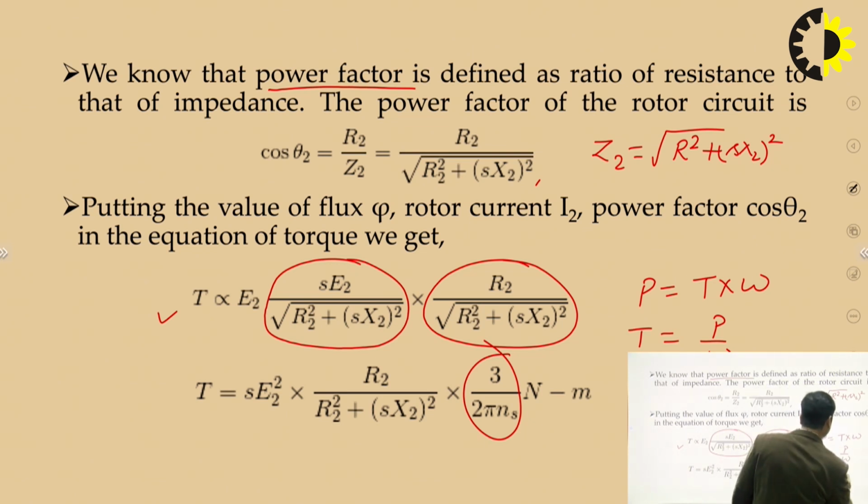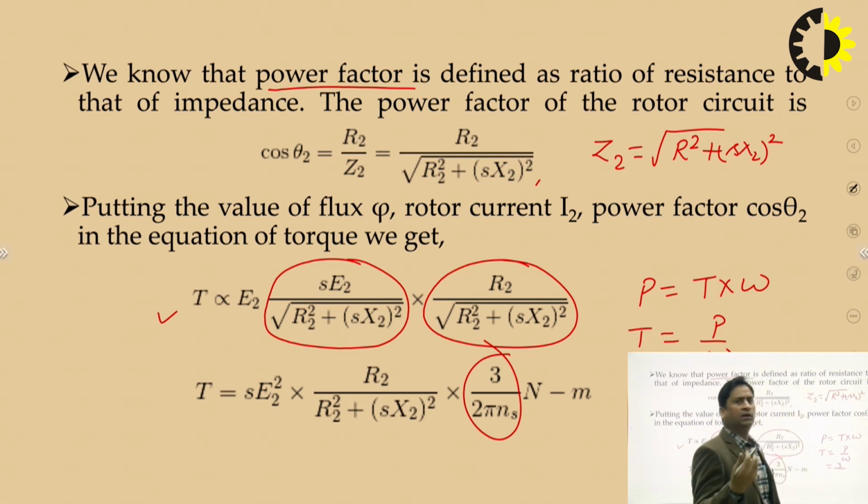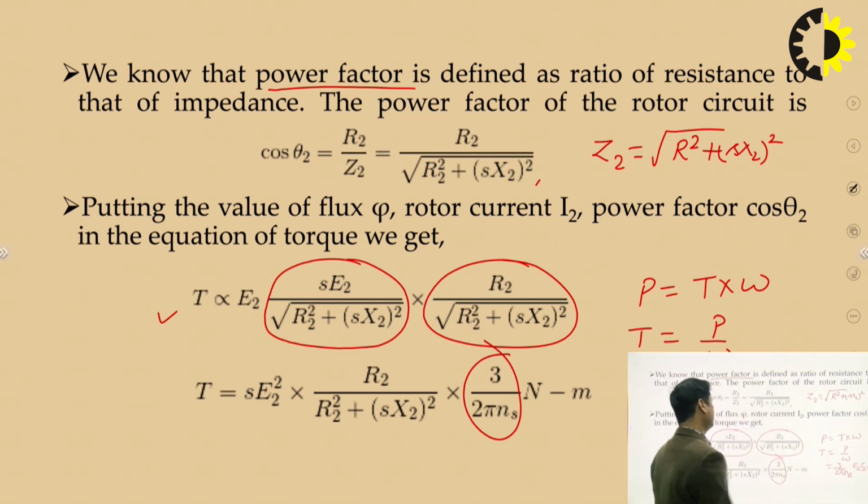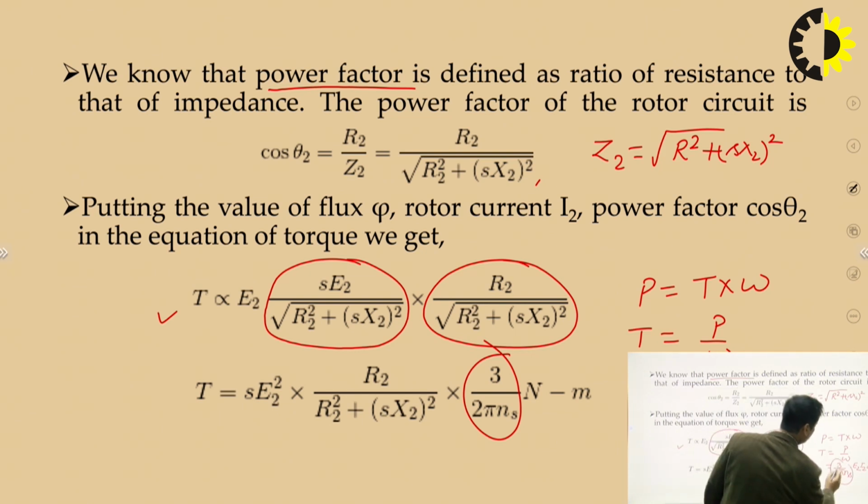So 3 upon omega is nothing but the speed in RPS, that is 2 pi Ns, into P, that is E2 I2 cos phi 2, which is given by this. So from this, obviously this is the constant term.